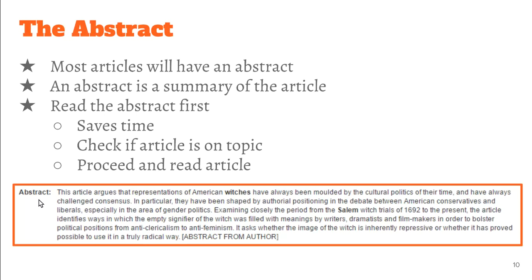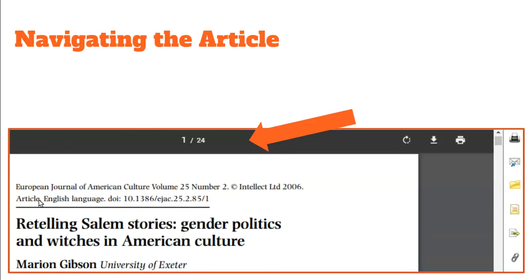If it's not on topic, I don't waste my time reading the article. I move on to the next source. So use that abstract to see, is this really what I want to read about? Is this really on my topic or not so much? And if it's not so much, move on. Don't waste your time.